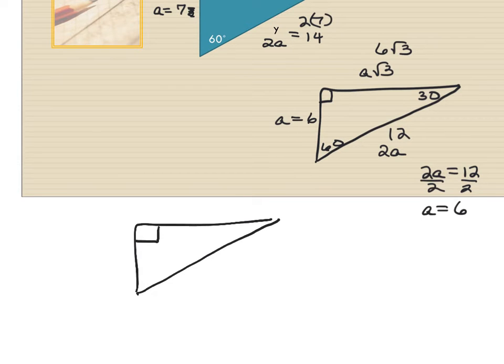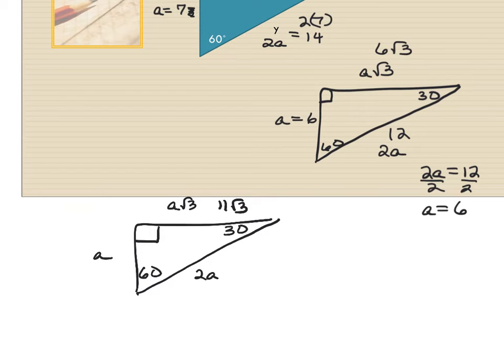So let's say, again, 60, 30. Remember, this is a square root 3, and 2a. Let's say this time they're giving us the side across from the 60. Let's say this answer is 11 square root 3.